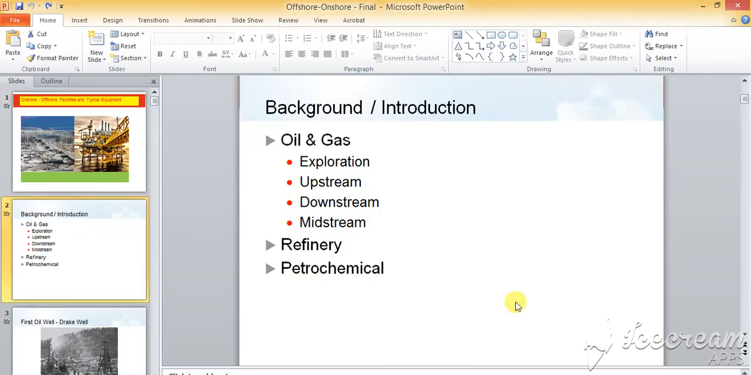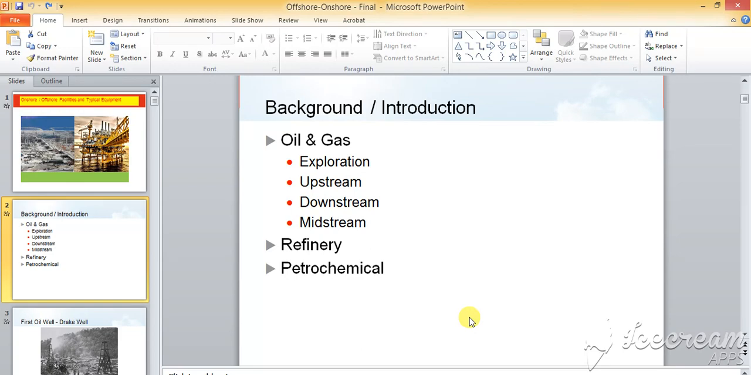The oil and gas is basically divided into major sectors. So the first one is exploration, the second one is upstream, the third one is downstream, the fourth one is the midstream, the fifth one is the refinery, and the last one is the petrochemical. So I'll briefly explain a little bit about all of these.